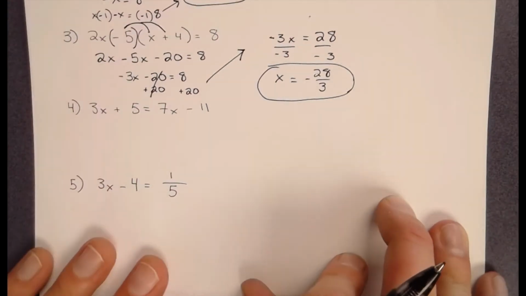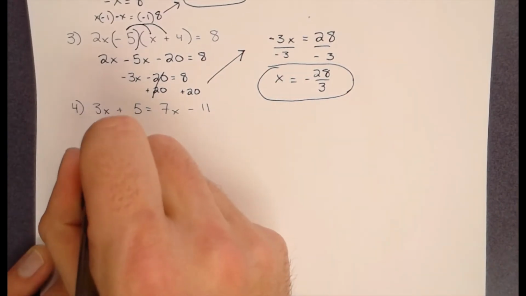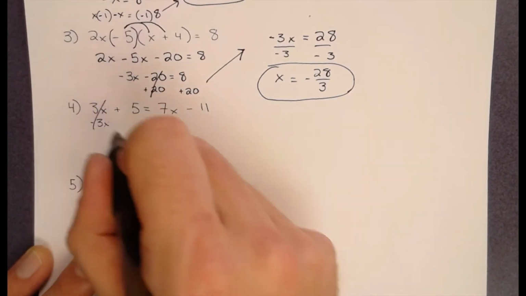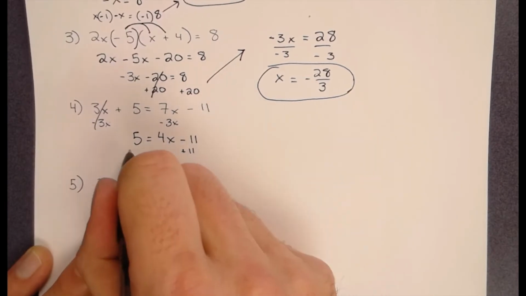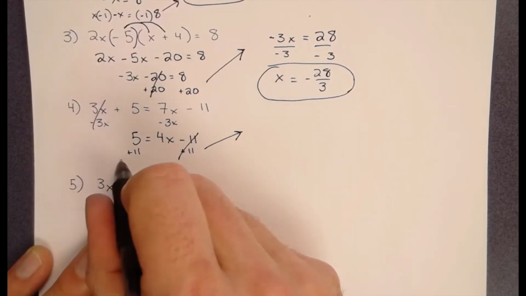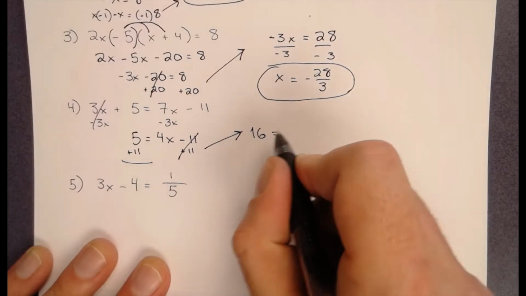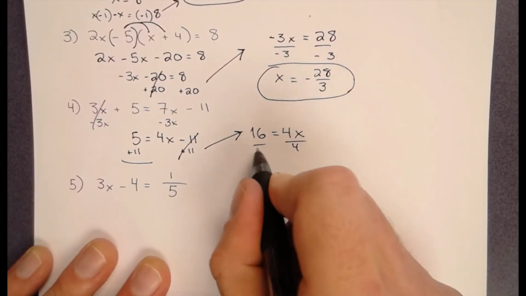In this next equation, we are just going to subtract 3x from both sides, combine like terms, add 11 to both sides, and then we're going to divide both sides by 4.